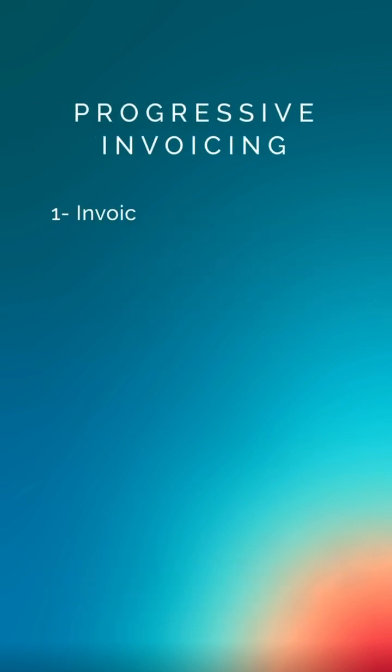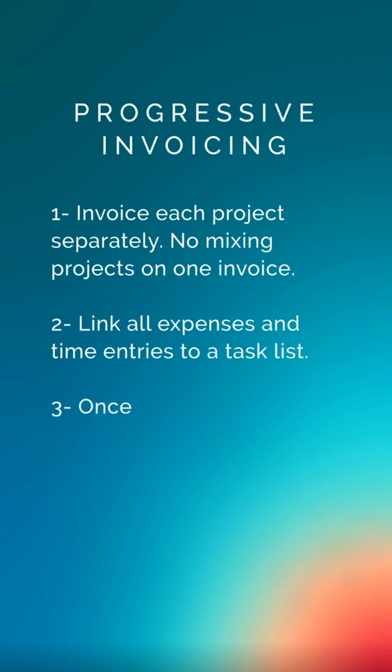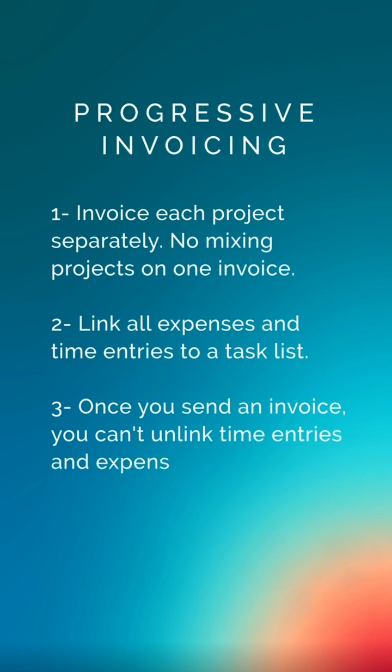Here are some key things to know about progressive invoicing. 1. Invoice each project separately. No mixing projects in one invoice. 2. Link all expenses and time entries to a task list. And 3. Once you send an invoice, you can't unlink time entries and expenses unless you delete the invoice.